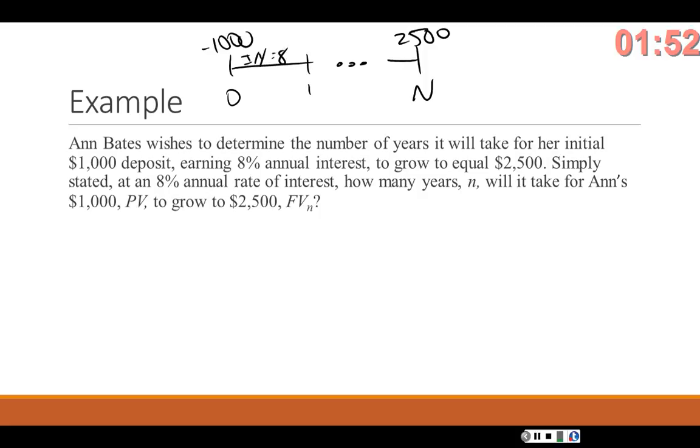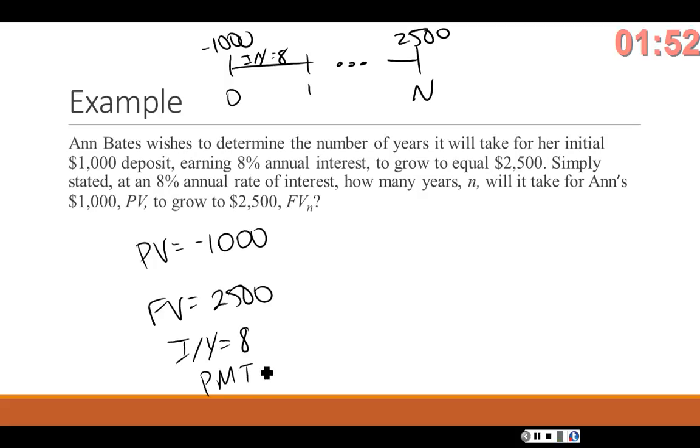So the present value is a negative $1,000. We don't know n. The future value is $2,500, and the interest rate is 8. The payment is 0. So we need to solve for n.